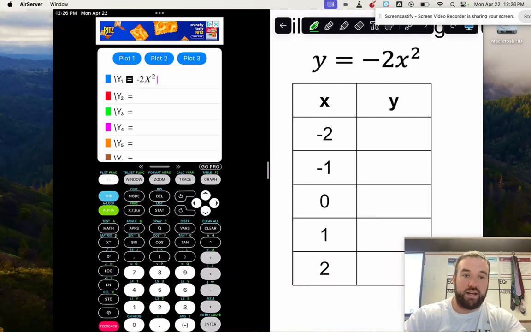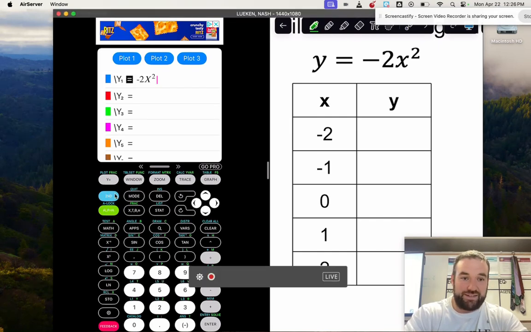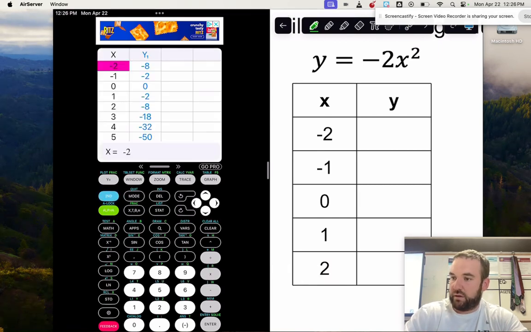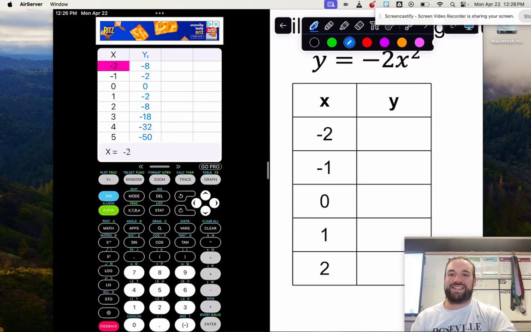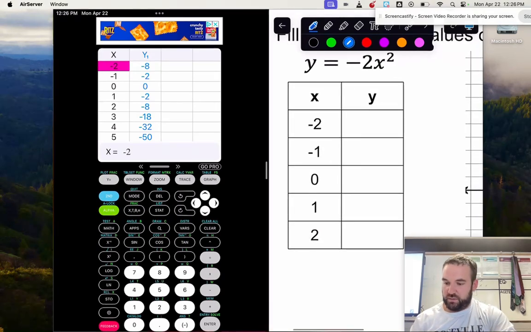Now I'm going to hit the y equals button again. I see negative 2x squared. Now I am going to go to the table. A reminder, table is above the word graph in blue. So I'm going to click on the second button and then click the graph button. Second graph, and you will see that my table starts at negative 2 and is going up by ones. And then all I am going to do is write down the y coordinates that it gives me.